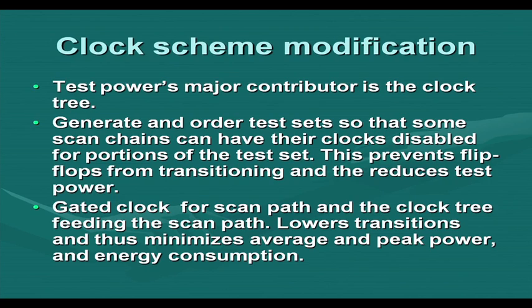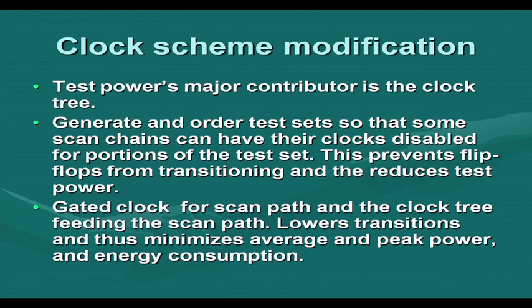So, for the scan chain for which we do not want to apply the shifting process, we can stop their clock signal. Okay. So the flip-flops will not transit, and as a result it will reduce test power. If we have multiple scan chains, then for those scan chains which are not shifting the patterns or responses, we can stop their clock. So, gated clock for scan path and clock tree feeding the scan path.